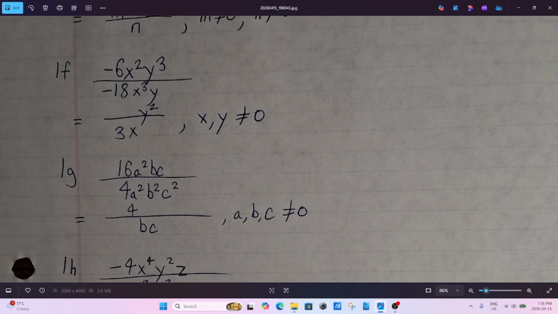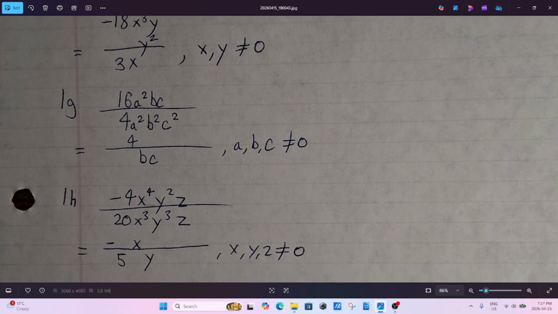1f: negative 6x squared y cubed divided by negative 18x cubed y. So we do 6 divided by 6, you get 6 times 1. 18 divided by 6, we get 3, so there's a 3 at the bottom. The 6 cancels. There's an x times x times x at the bottom, and there's an x times x on top, so there's an x on the bottom. There's y times y times y on the top and a y at the bottom, so there's 2 y's left on the top when the y cancels. So now we have x, and y cannot be 0.